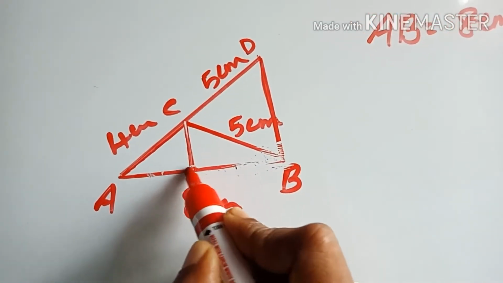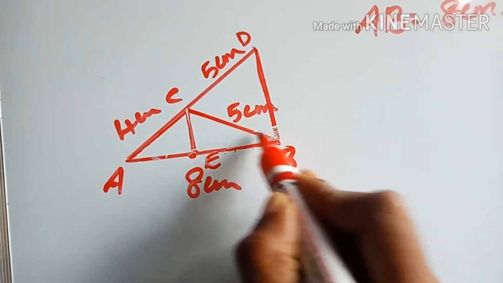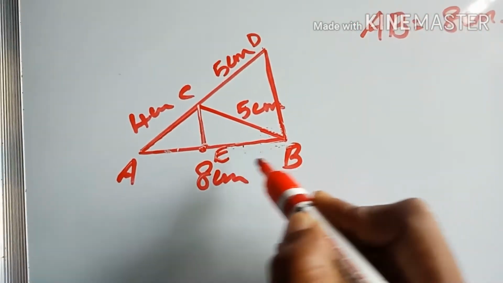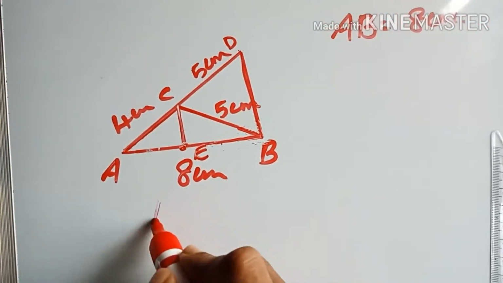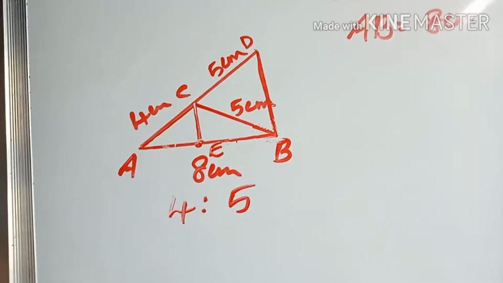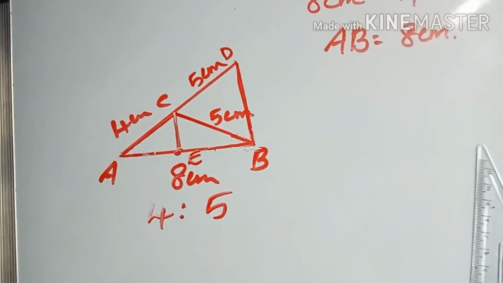This point is the E point. Now this AE and EB will be in the ratio 4:5. So this is the method. Similarly, try to do the third sub question.